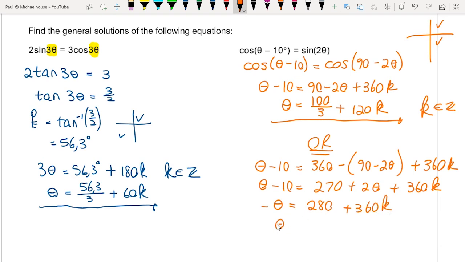And then I'm going to multiply through by a negative. So I'm actually going to get theta is minus 280 minus 360k. And again, it would be instructive and useful to just make up a value of k, a whole number value of k, and check one's solution.